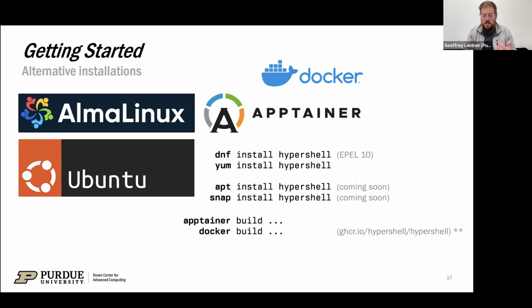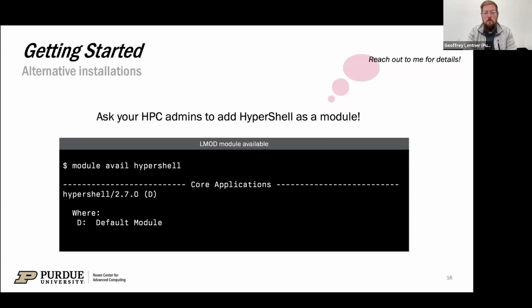There's also Docker images. This is not really useful as a Docker or an Apptainer image on its own because its whole reason to exist is to run other programs, and so those other programs would have to be inside of it. But if you're containerizing your own thing, you could roll this container into yours. Anyway, so lots of different ways to install.